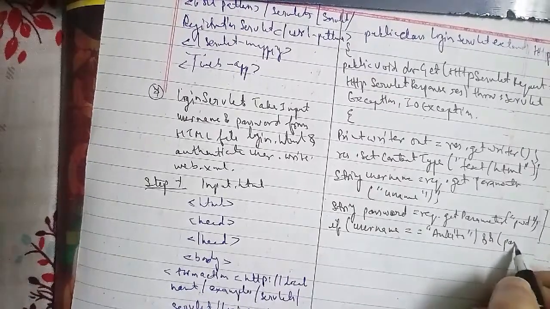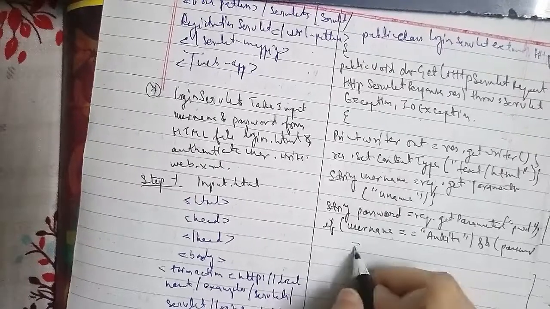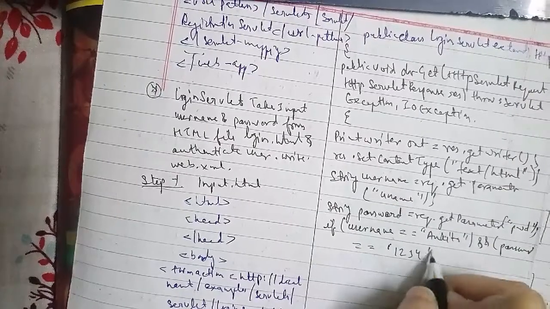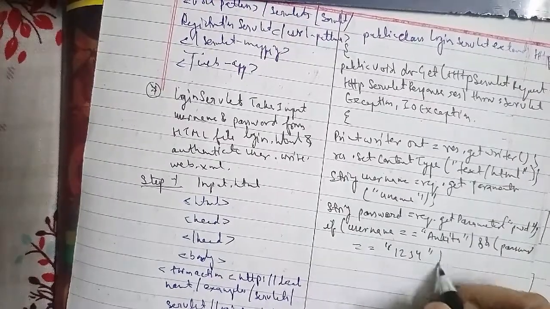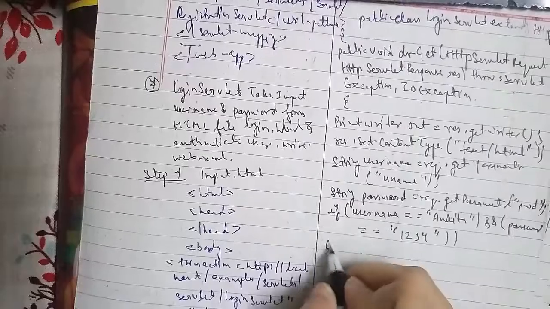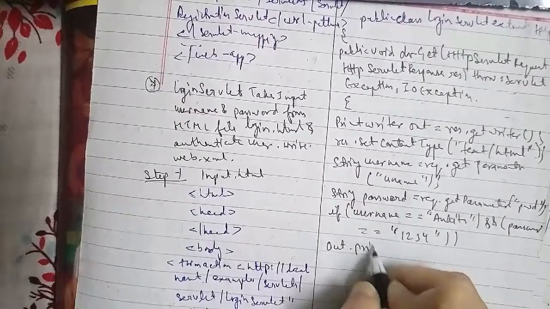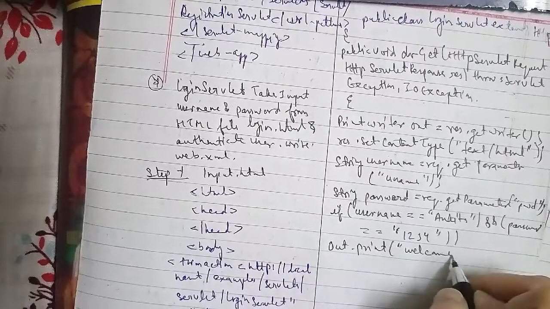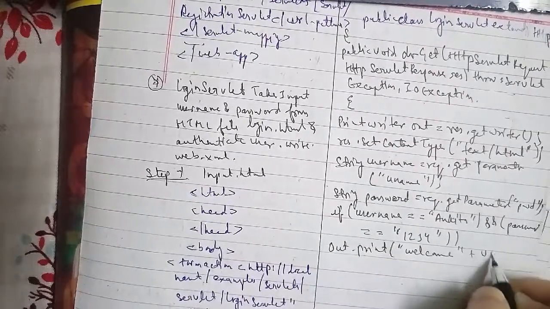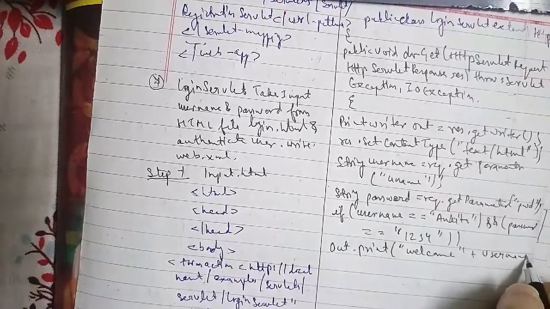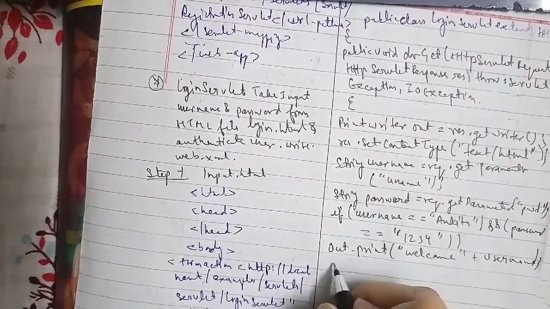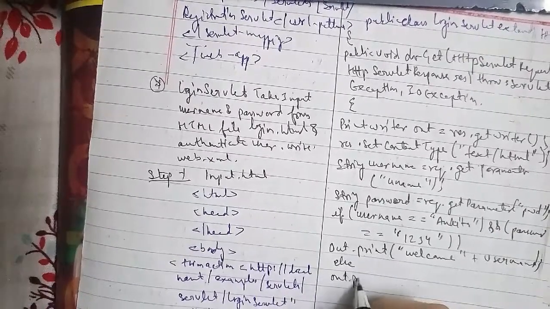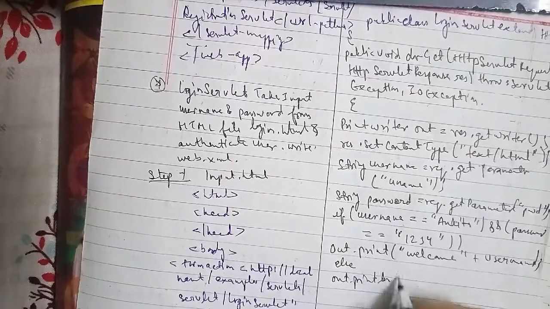and then else out dot println, that is invalid username. Then close the curly bracket. So this is the step 2, and then another close the curly bracket. This is the step 2 that what we had to do, and we have to save it as LoginServlet.java, और जो भी यूज़र नेम होगा, जो भी उसका पासवर्ड होगा, उसके हिसाब से वो वेलकम करेगा यूज़र नेम के हिसाब से, अदरवाइज वो इनवैलिड यूज़र नेम बताएगा.